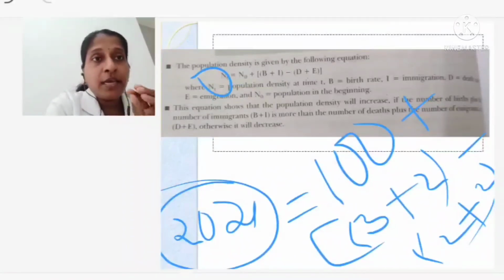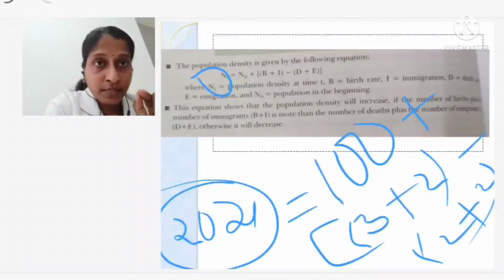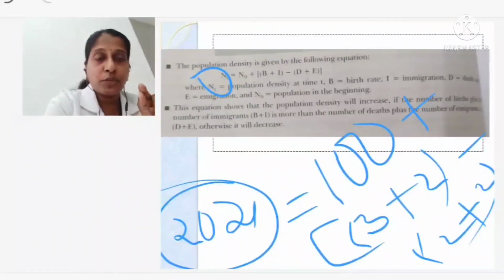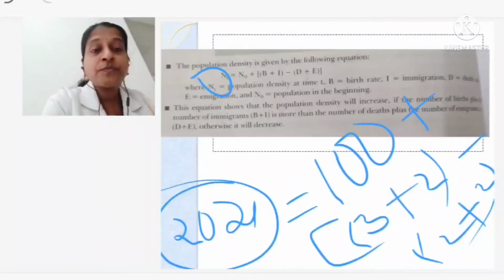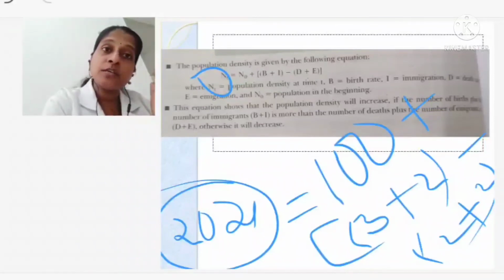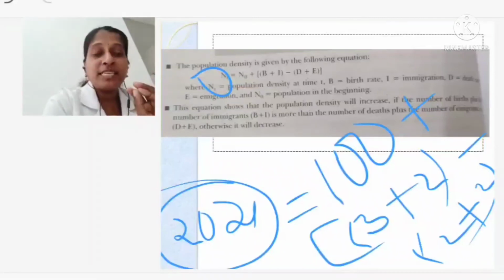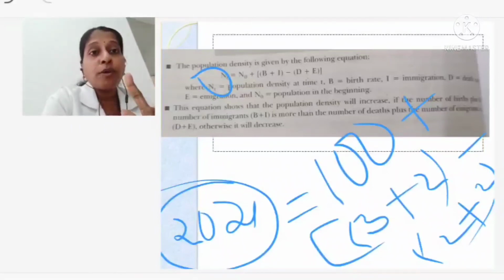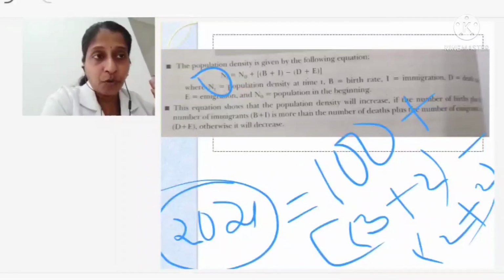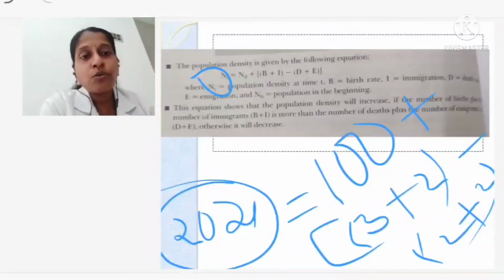So I am saying NT here refers to what? This year I have to find out, that is 2021. What is N0? It is 100. 100 means the population which was there in the last year 2020, plus B, how much I am saying? Birth is 3, immigration is how much? 2, minus what is death? Death is 2, and how many people have emigrated from here, from Patripala? 2. So what is the population now? You can calculate, isn't it?